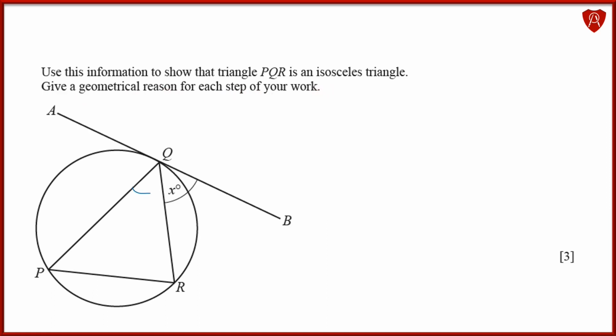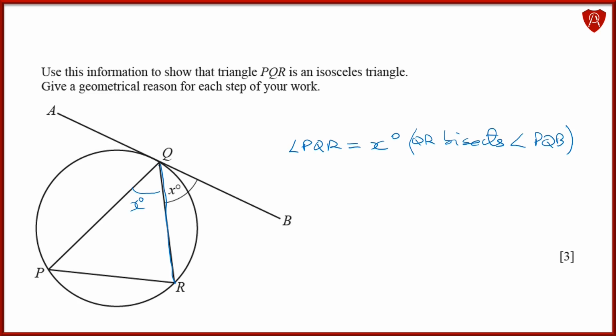First is to note that this angle here must be equal to x degrees because this angle is bisected by this line. That means these two angles are equal. So angle PQR is equal to x degrees. Reason: QR bisects angle PQB. That's our reason.